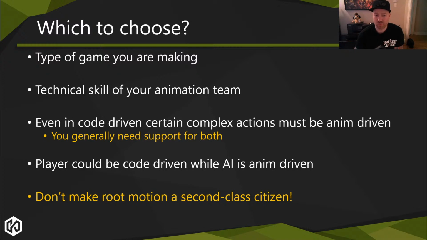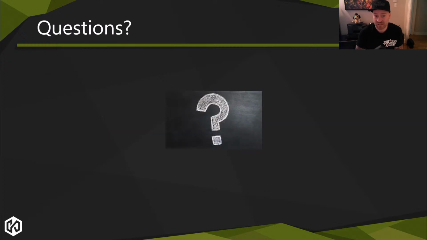Also, in your tech, do not make root motion a second-class citizen. That's why in my case, the Anim system supports root motion. It samples it, but you don't have to use it. It's up to you. It's always available, it's always there, it's always authored, but whether you use it or not is entirely up to you. Any questions on this one?